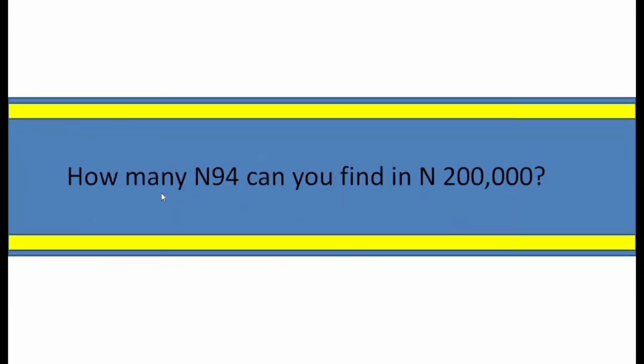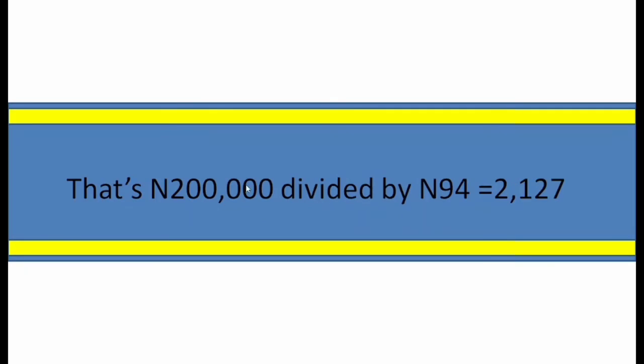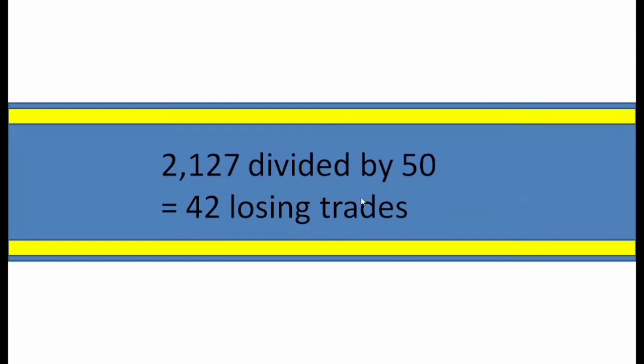Now, how many 94 can you find in 200,000? We are working with a 200,000 naira account. So we have to divide 200,000 naira by 94. The answer will be 2,127. What does that mean? It means if you enter a trade of 94 naira per pip, the price has to move 2,127 pips before you lose the 200,000.